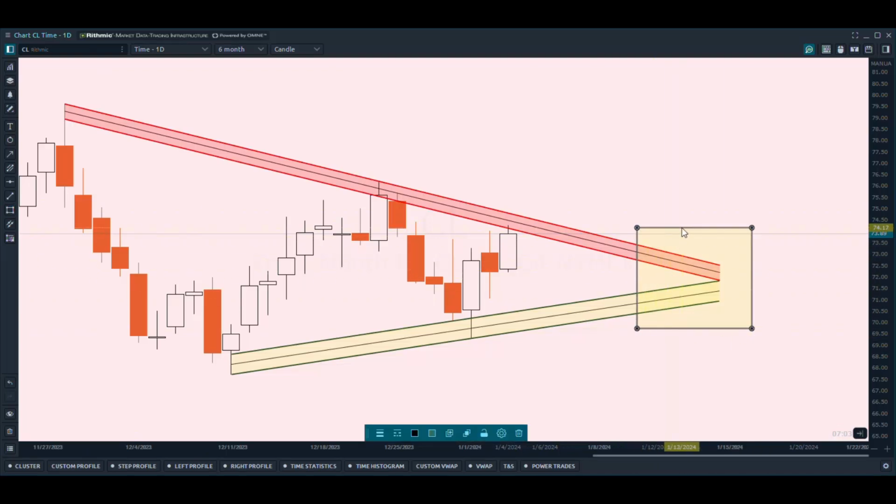And that is really one of the things to focus on for any triangle: the closer price gets to the apex, the more likely you're going to have a pretty big move. So in general though, the symmetrical triangle is very neutral.